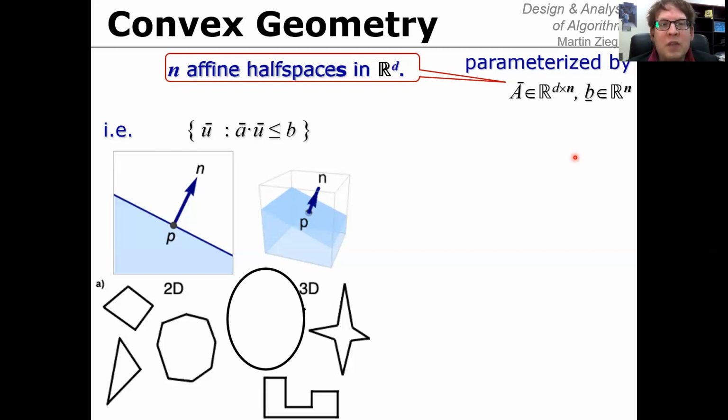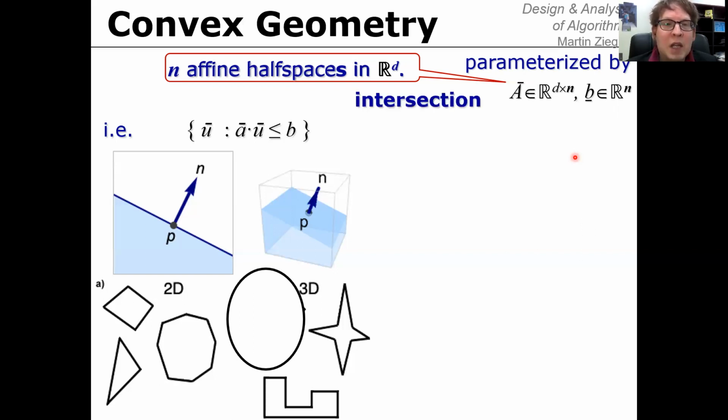And we take all these n affine half spaces, and we're interested in the intersection of these half spaces. As you can easily verify, the intersection of two convex shapes is again convex, and therefore the intersection of these n affine half spaces is not an affine half space, but it's a convex set, and convex sets of this form are called polytopes.